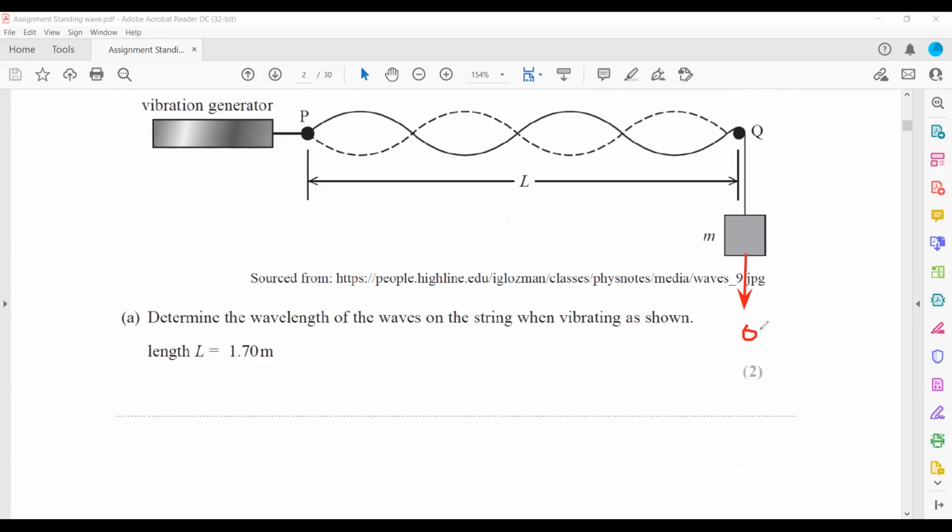Because the weight is the force, the mass is not the force. So to get the weight, it will be 0.2 times the gravity, which is 9.81. So we multiply, and we'll get the weight. And that weight is actually equal to the tension in the string. So we'll substitute the value for the tension in the string.